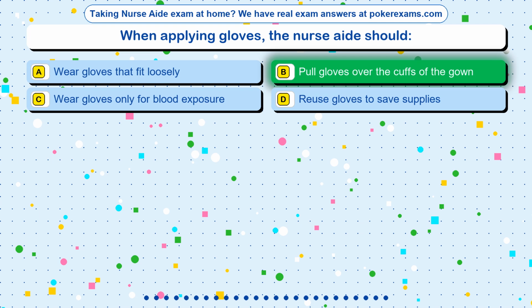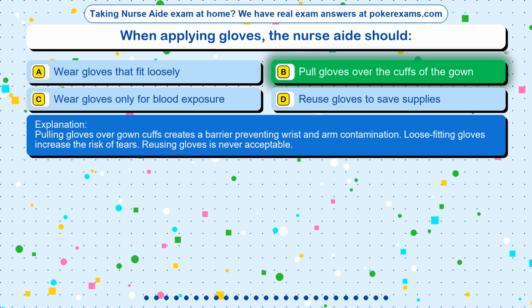The correct answer is option B. Pull gloves over the cuffs of the gown. Pulling gloves over gown cuffs creates a barrier preventing wrist and arm contamination. Loose-fitting gloves increase the risk of tears. Reusing gloves is never acceptable.